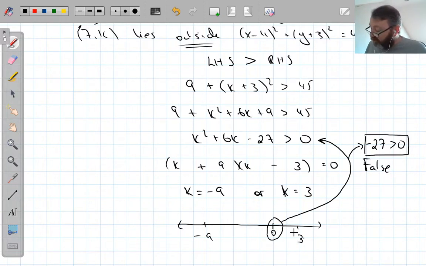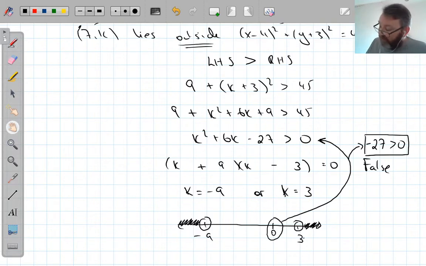And if it's false, what that means is that I'm going to shade this way. Now just be careful. Am I allowed to include 9 and 3, minus 9 and 3? Well, look at the original sign. The original sign was just greater than. There's no equals. So I'm going to exclude minus 9, and I'm going to exclude 3, but I'm going to shade everything to the left of that and everything to the right of that.